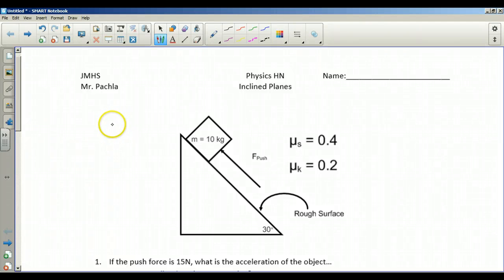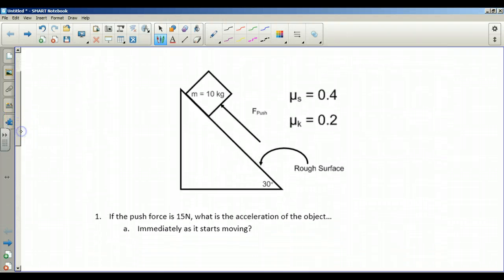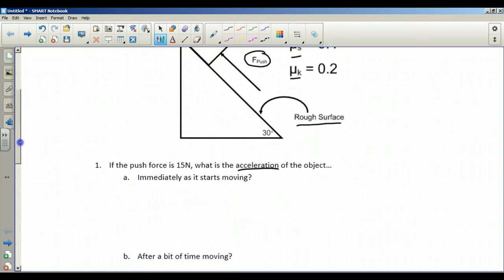Alright, this is a walkthrough of the extra sheet of paper, the inclined planes worksheet that was given out on Friday in class. It's a combination of all of the different scenarios that we worked on during class. So we have a pushing force that's pushing up the ramp. We have both static and kinetic friction because we have some sort of rough surface. And we're asked to find the acceleration of the object.